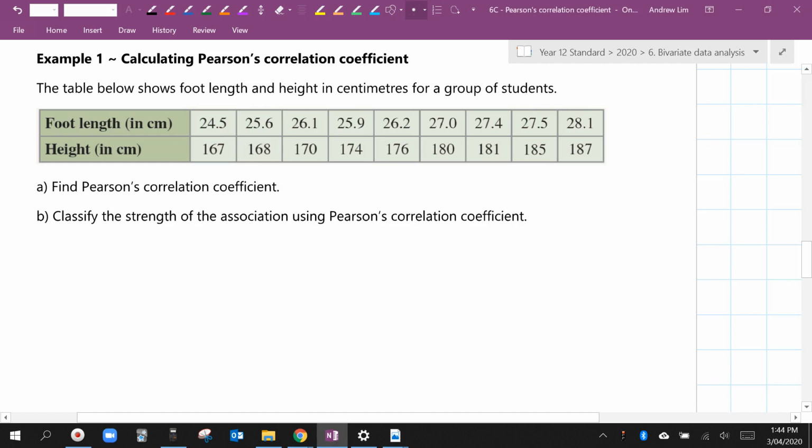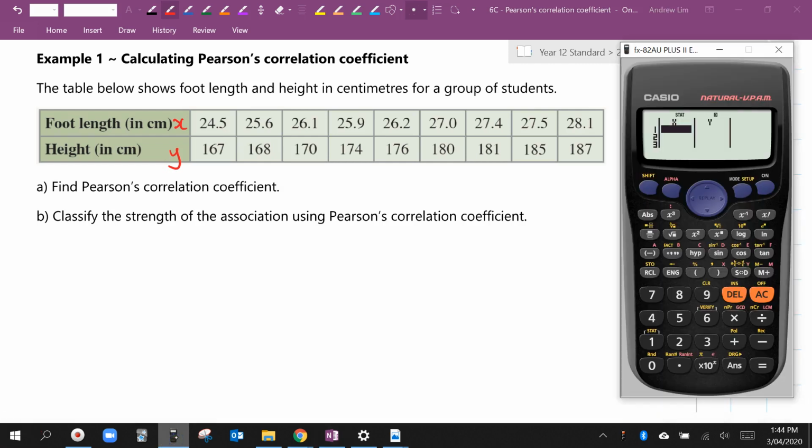Now we go back to this table of values. Remember, we always put x at the top and y at the bottom. So that means the entire top row is x and the entire bottom row is y. So I'm going to type in 24.5 and I'm going to hit equals. And I'm going to keep doing this for the entire top row.